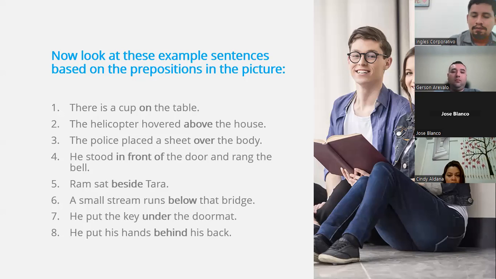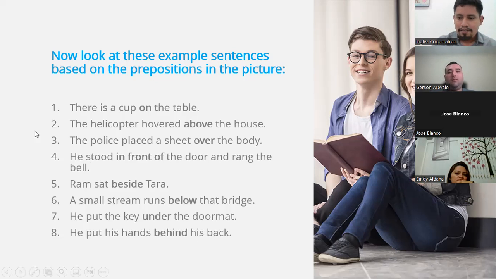When we say there is a cup on the table, that means that the position of the cup is like, in Spanish, sobre la mesa. We'll say, for instance, the helicopter hovered above the house. Do you know what hovered means? It's a word, in the case of helicopters, like aterrizar, ¿sí? Es difiere un poco de la otra palabra que se utiliza con los aviones. Take off and hover are used for helicopters, okay?